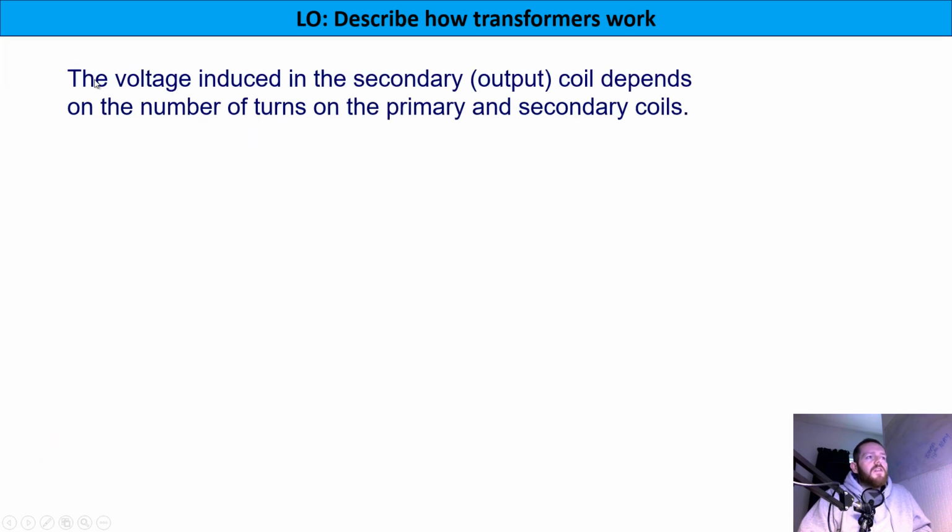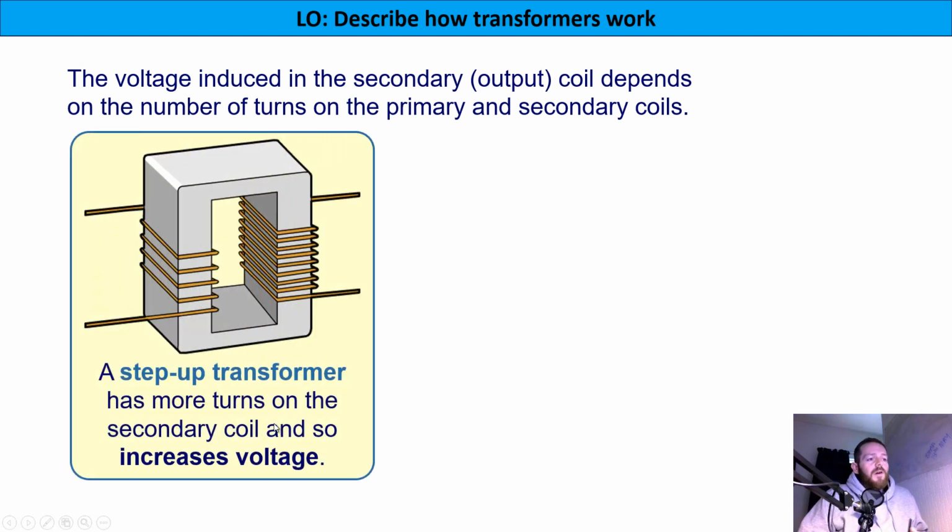Interesting. The voltage induced in the secondary or output coil depends on the number of turns on the primary and secondary coils. So if you want to put a certain voltage and current in and get a certain voltage and current out, let's say for example you wanted a higher voltage out than you put in, if you put more coils of wire on the output side than you put on the input side, then there's more electrons being moved on the output side. More electrons, bigger, different voltage. Okay, so a step-up transformer has more turns on the secondary coil, and so it increases the voltage.